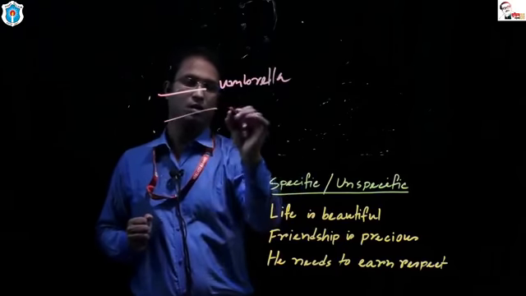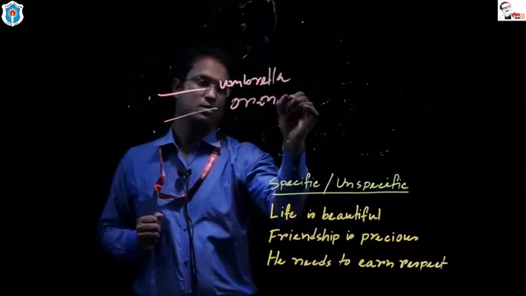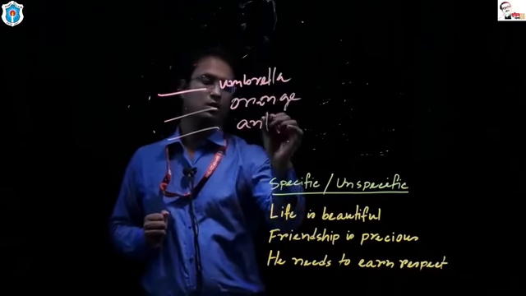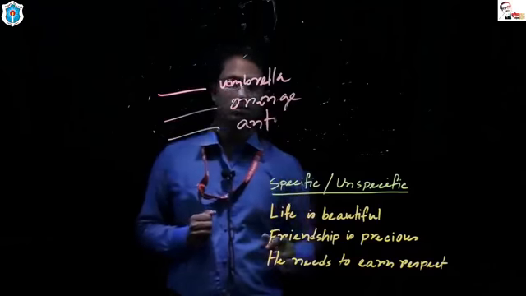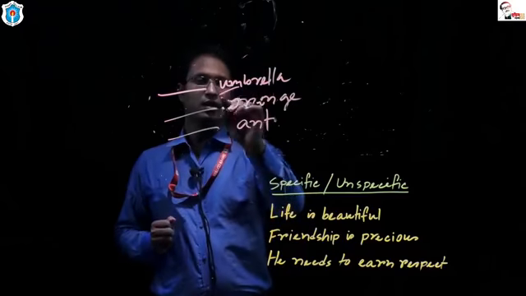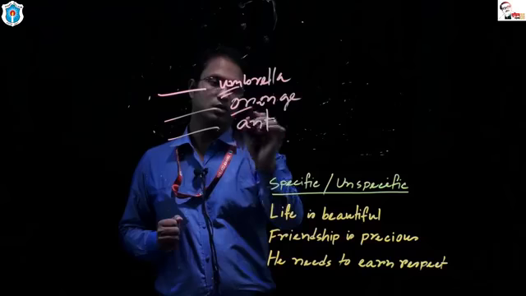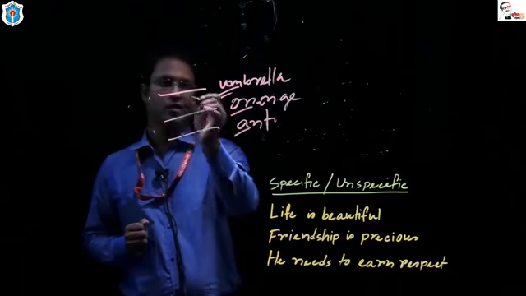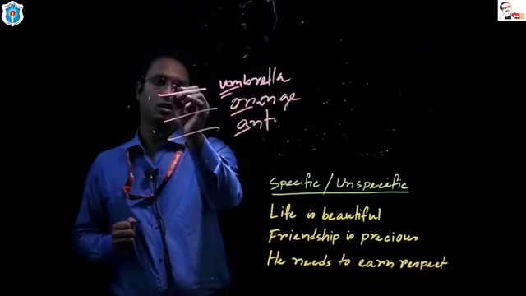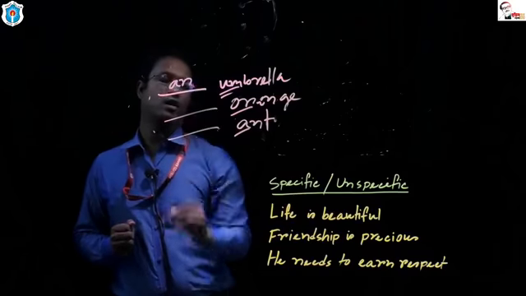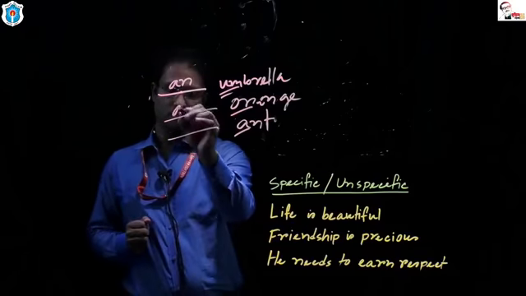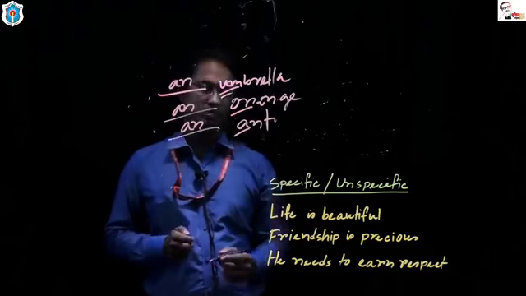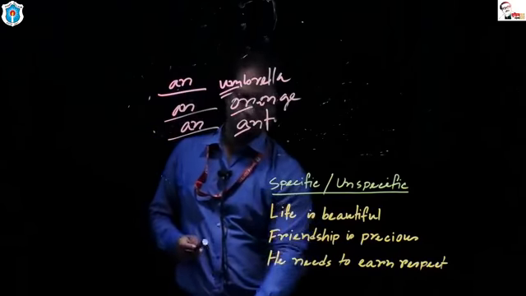Umbrella, orange, and all these things are starting with what? Vowel sound. That's why we are using here an umbrella, an orange, an ant. Okay.